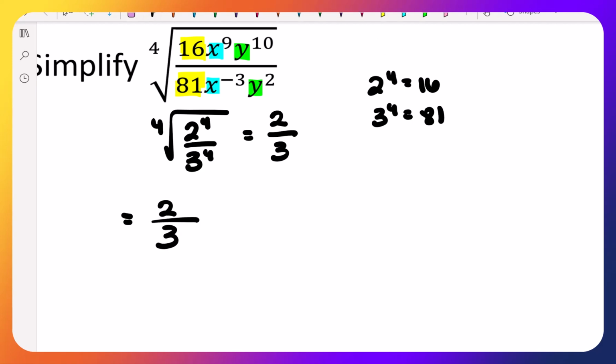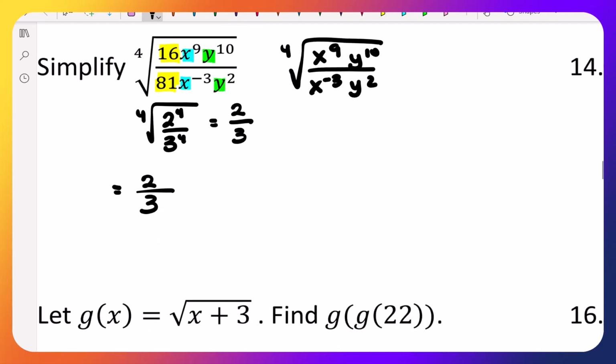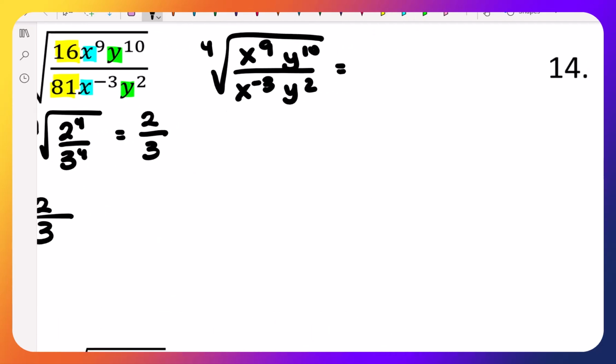Now let's talk about the second part, the variables. I'm going to ignore the numbers because I already did the numbers. I think the easiest thing for us to do, really the only option, is to simplify the x's and simplify the y's. I'm totally ignoring this fourth root right now, I'm just looking underneath. So I'm supposed to subtract these exponents. So I'm going to do 9 minus negative 3. 9 minus negative 3 gives me x to the power of 12. 10 minus 2 gives me y to the power of 8.